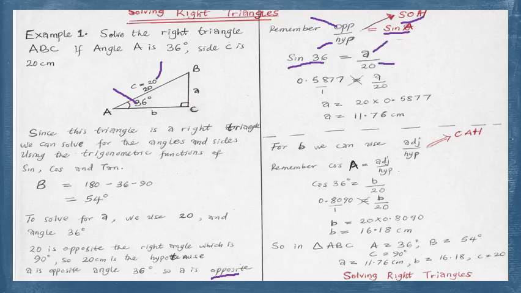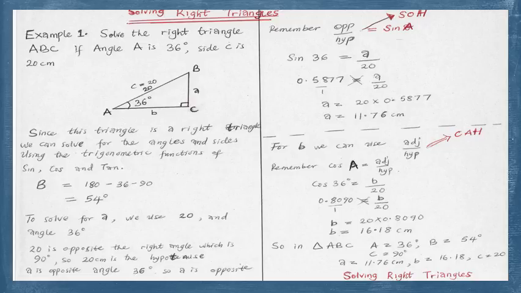If you use your calculator to find the value of sine 36 degrees, you get 0.5877. So 0.5877 equals a over 20. If we cross multiply, a equals 20 times 0.5877, so a equals 11.76 centimeters.